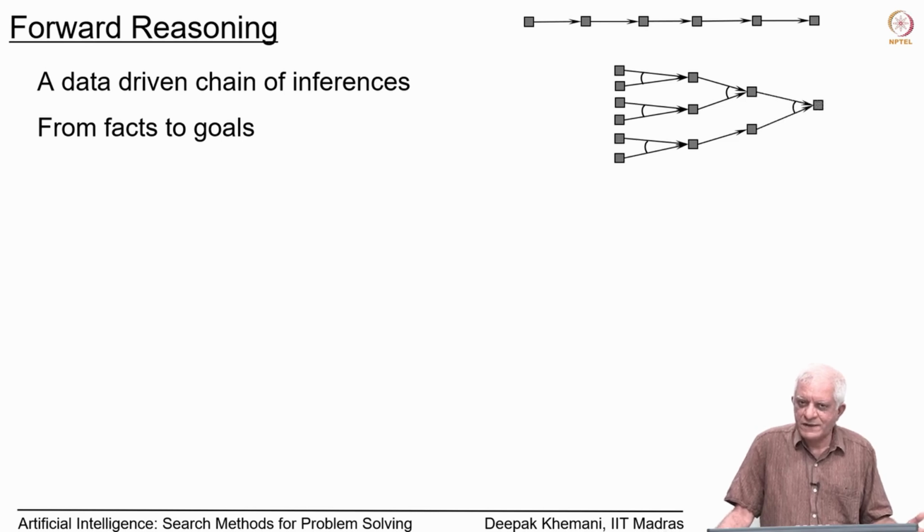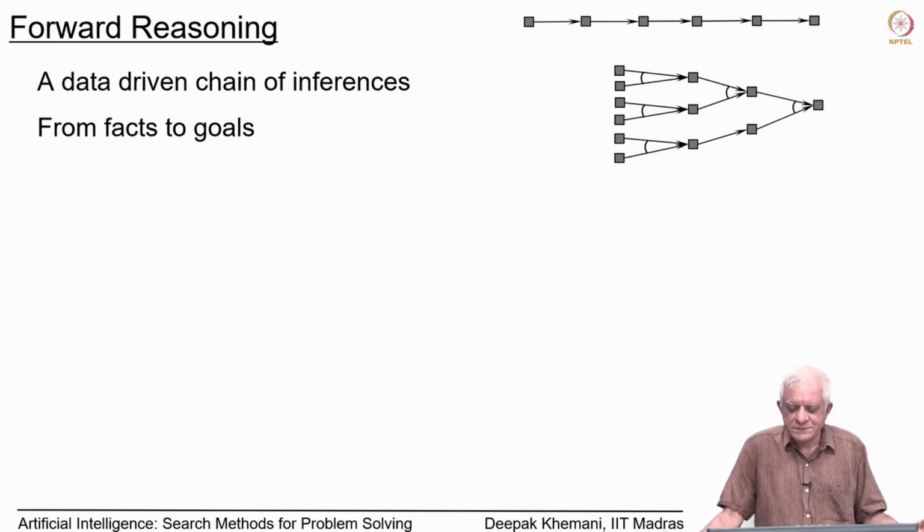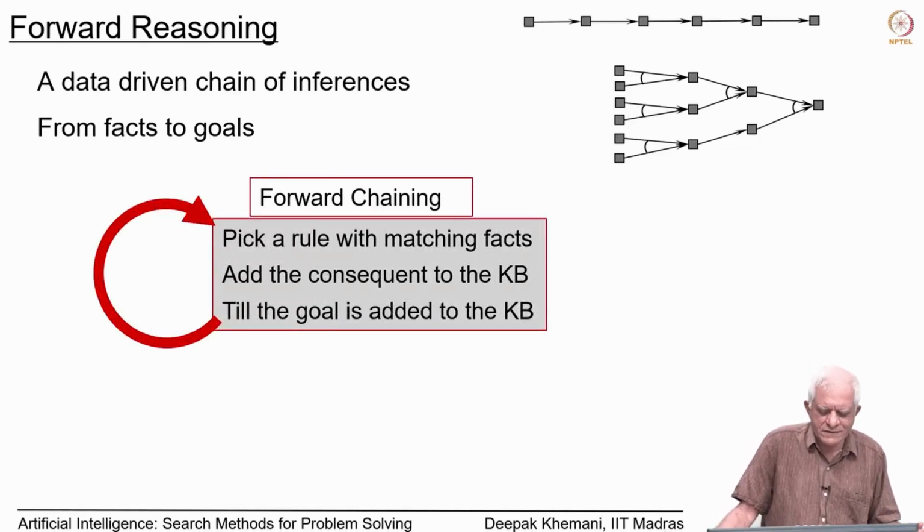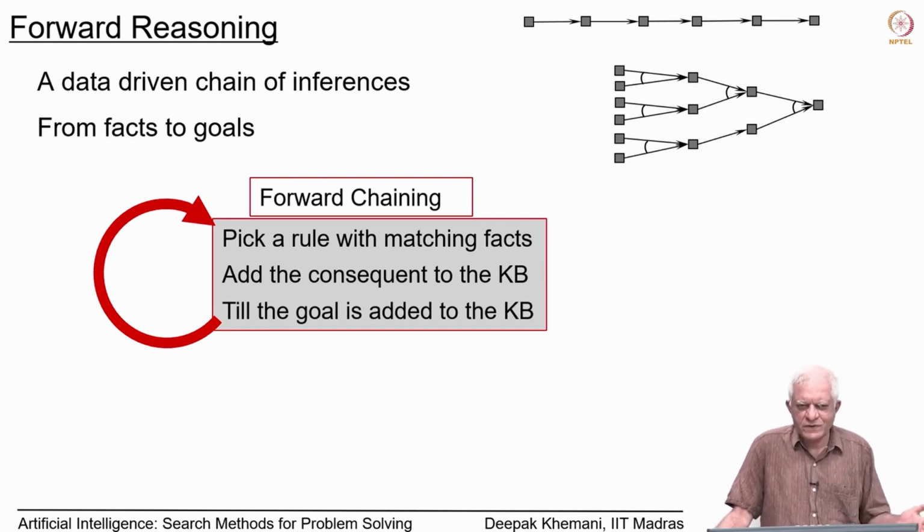Now, what you are seeing there are proofs. How do you find the proofs? As I said, you find them through a process of search, and we have a forward chaining algorithm which is very similar to what we did earlier when we did search. It says: pick a rule with matching facts, add the consequence to the knowledge base, and keep doing that till the goal is added to the knowledge base. It is very much similar to the high level basic search algorithm that we have been talking about.